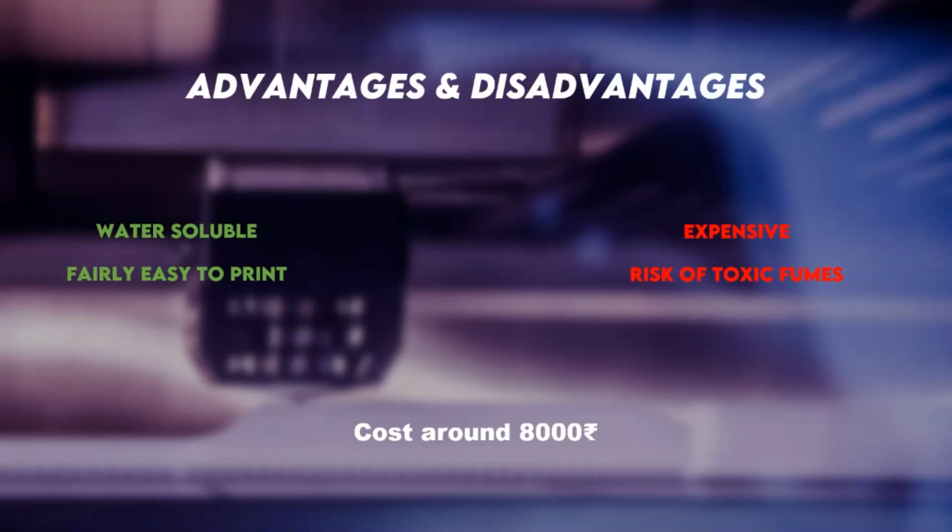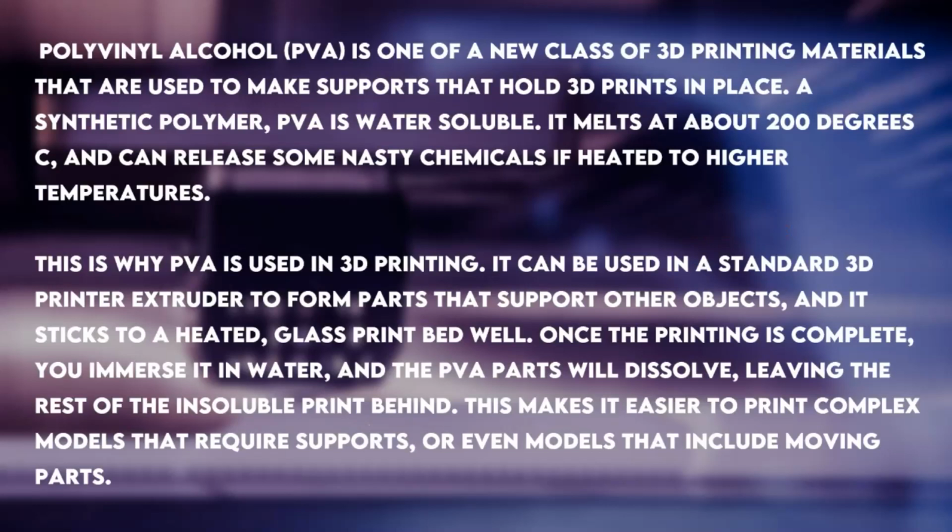Okay, so let's move to the description. Polyvinyl alcohol or PVA is one of the new class of 3D printer materials that are used to make supports that hold 3D prints in place, which we saw just earlier. Synthetic polymer PVA is water soluble, which we already saw, and it melts around 200 degrees Celsius. So you can see that we can print polyvinyl alcohol or PVA with any kind of 3D printer because it just needs 200 degrees Celsius.